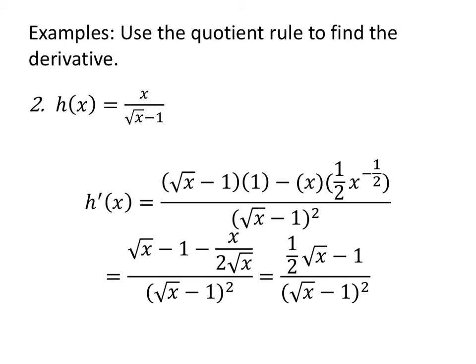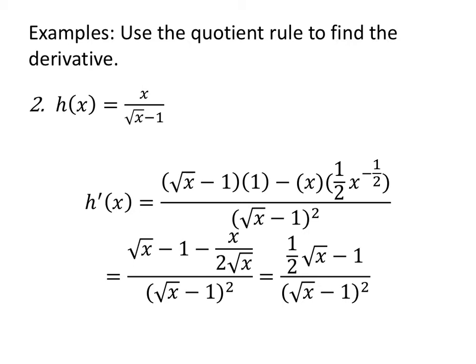If h of x equals x over the square root of x minus 1, I'm going to have low be the square root of x minus 1. Derivative of high, the derivative of x is 1, minus high x, times the derivative of low, so square root of x minus 1. The square root of x has a derivative 1/2 x to the negative 1/2. The derivative of minus 1 is 0, so I didn't even write it here. All over denominator squared. Square root of x minus 1 in parentheses all squared.